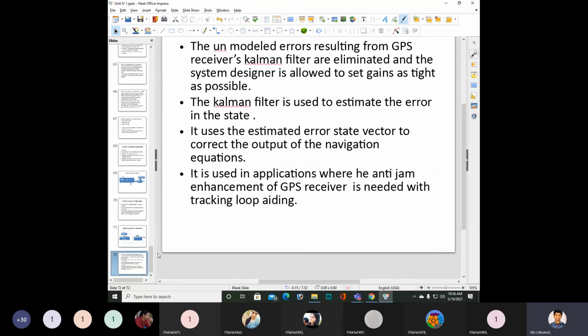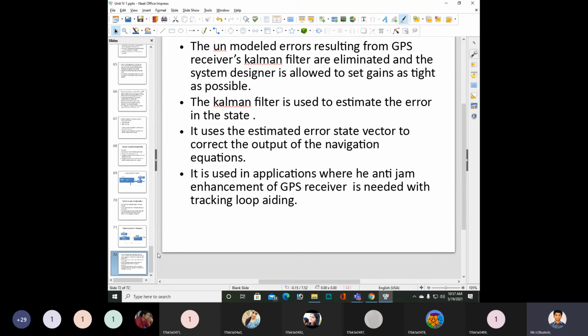Then the unmodeled errors. The unmodeled errors resulting from the GPS receiver's Kalman filter are eliminated and the system designer is allowed to set gains as tightly as possible.